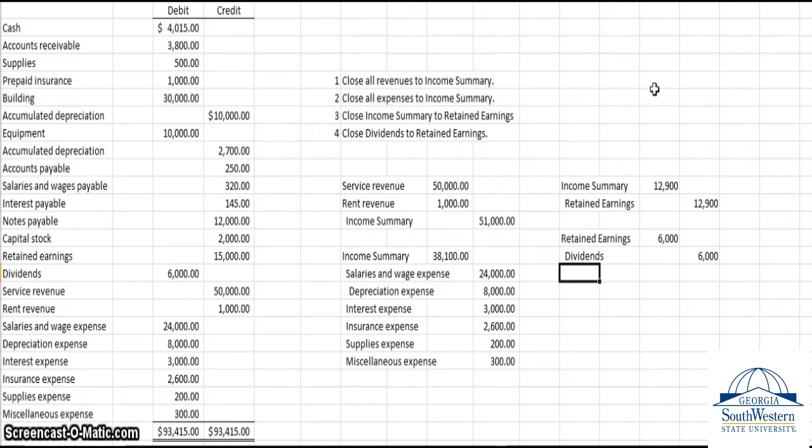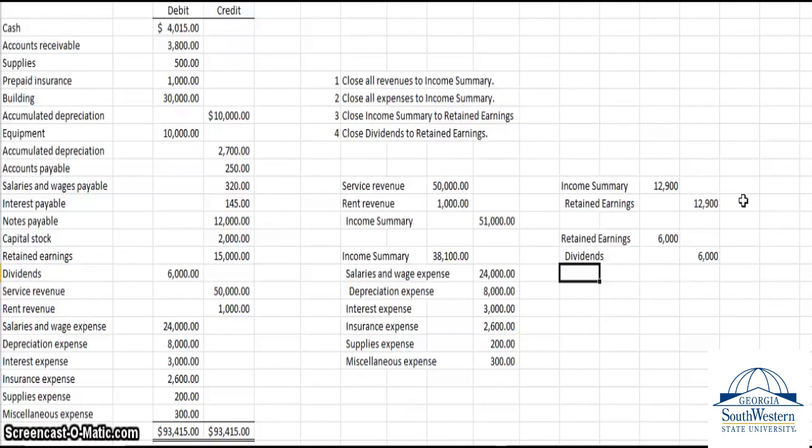At this point in time, when you update for these 2 entries to retained earnings, the $12,900 and the $6,000, we've increased it for $12,900, we've decreased it for $6,000, and that makes sense. This was net income, this is dividends. Net income increases retained earnings, dividends decrease it. Now you'll see that when you update, the ending balance is $21,900. That's the same thing you're going to find on your retained earnings statement and your balance sheet.